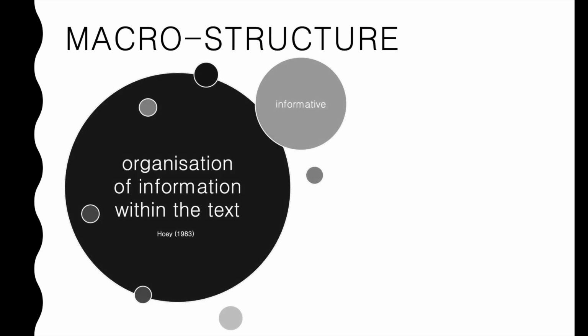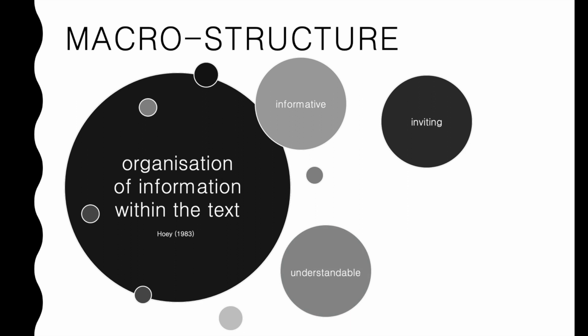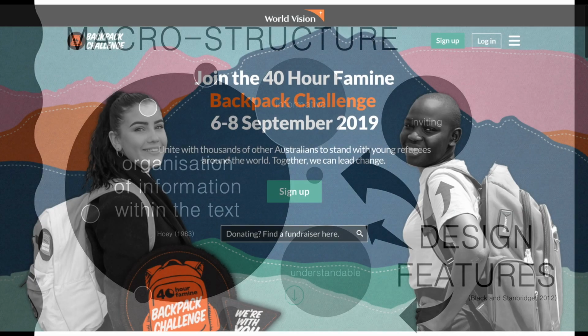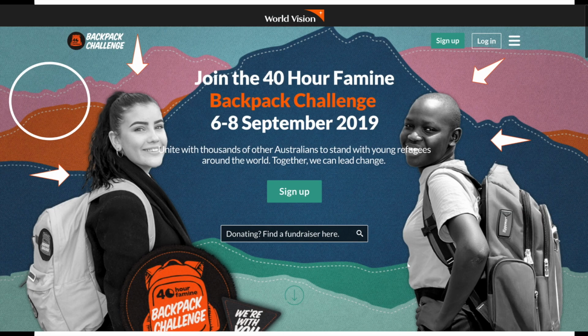Macrostructure is the organization of information within the text. It should be informative, inviting, and understandable. In multimodal text such as ours, the specific design features are used to construct macrostructure. The colorful homepage background contrasts the grayscale images of two young women, making them salient features. Their frontal angled positioning and direct gaze force users to engage with the website. Their bodies create two vectors that move the user's attention towards the center of the page.